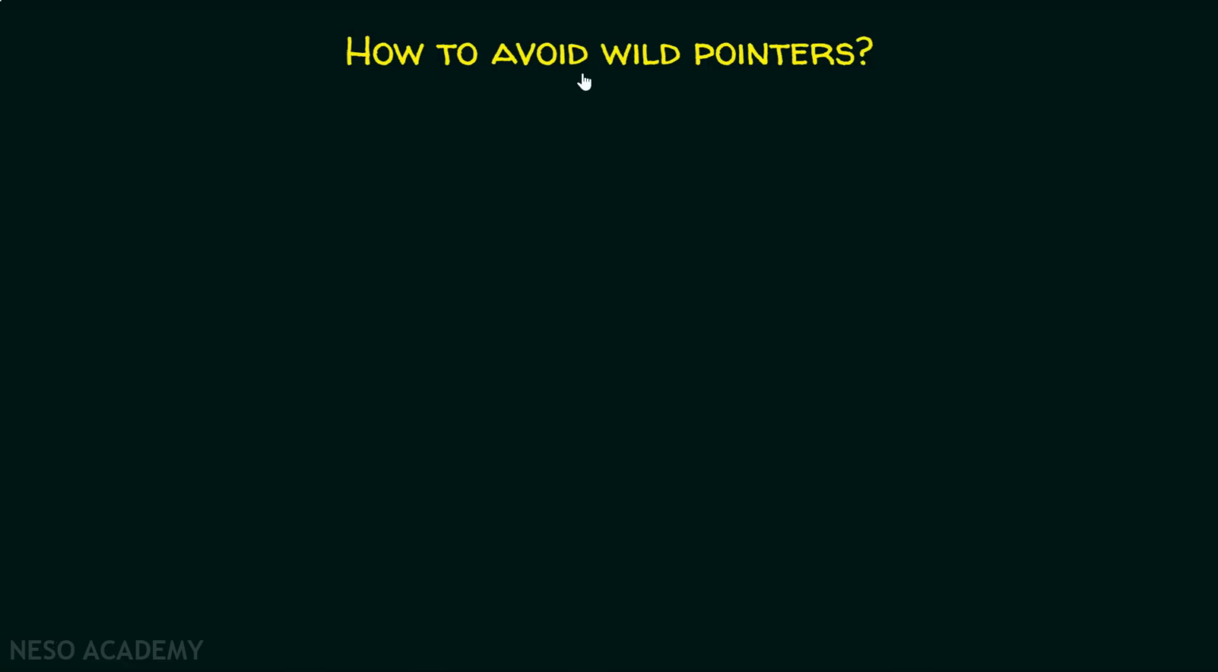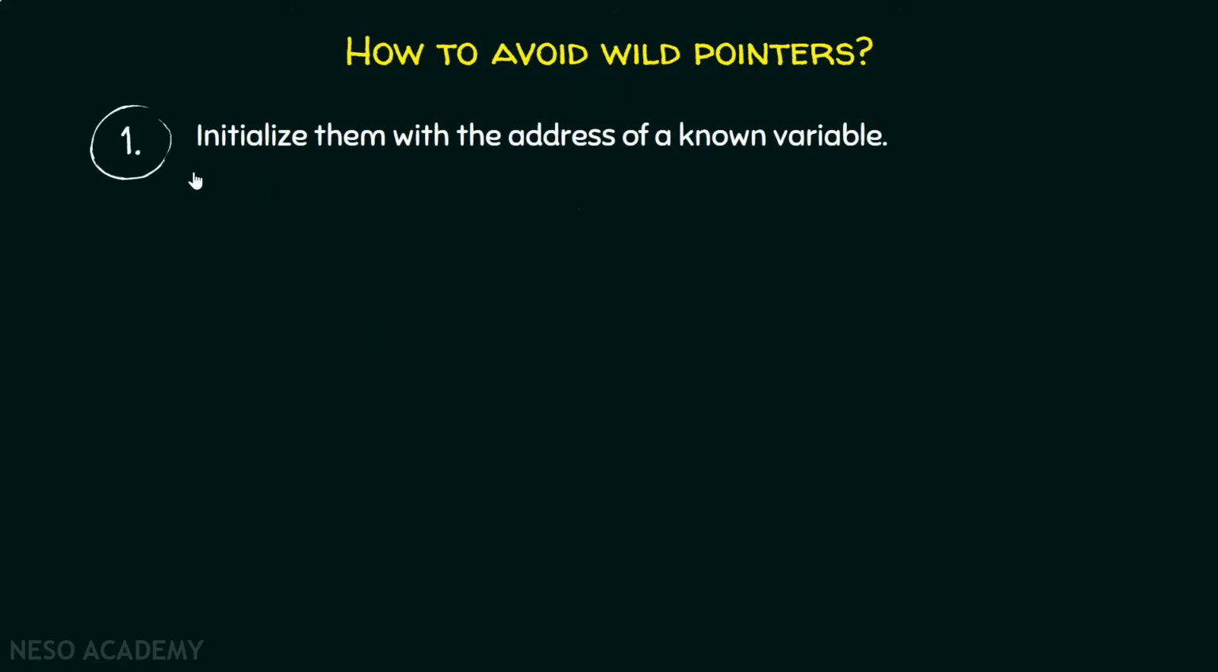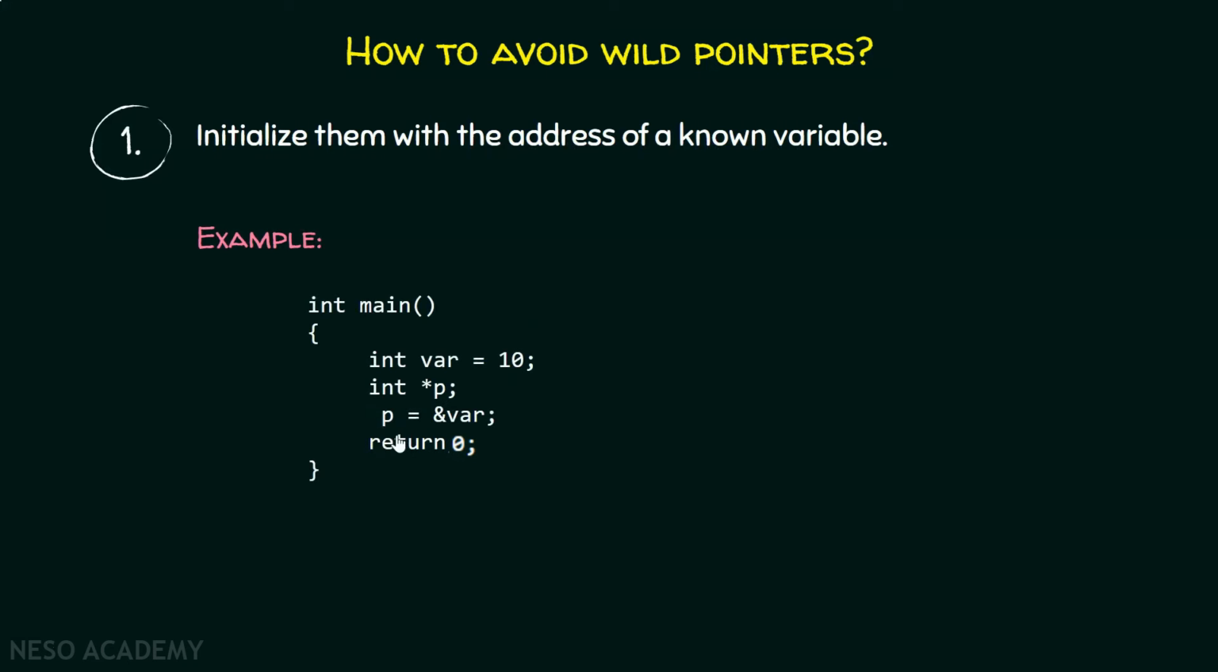Now, how to avoid wild pointers? What are the best practices to avoid wild pointers? The best practice is to initialize them with the address of a known variable. Here in this case, you can clearly see that the pointer has been initialized with the address of this variable var. So it is clear that this will no more be a wild pointer. It contains the address of a variable. There is no problem with this.